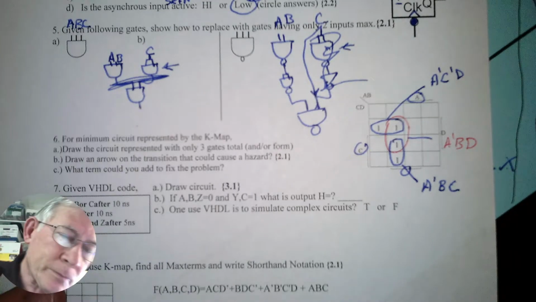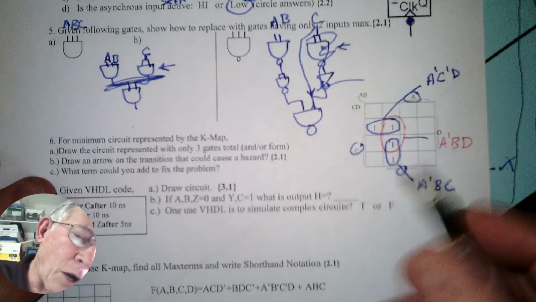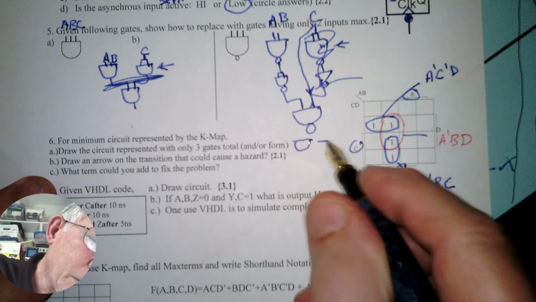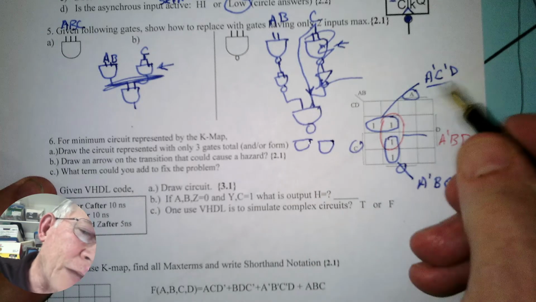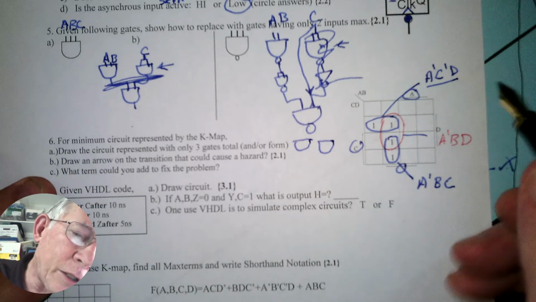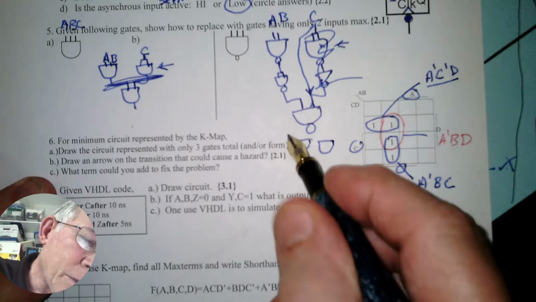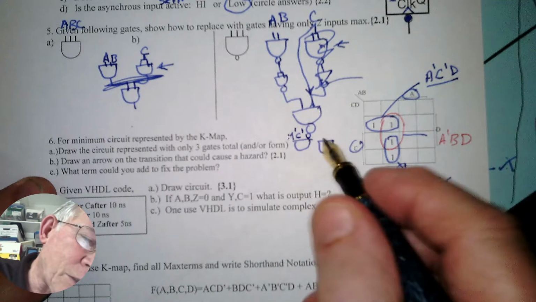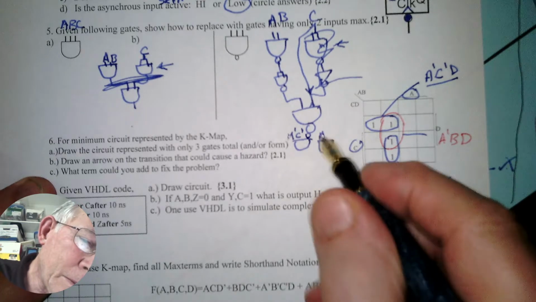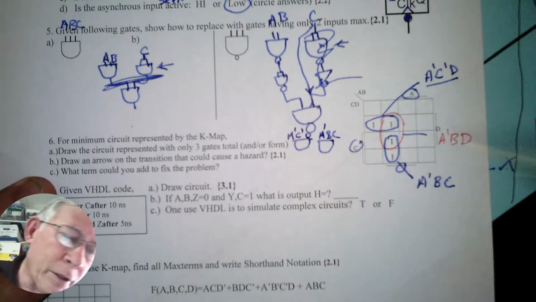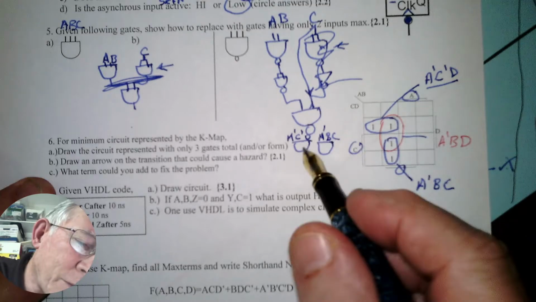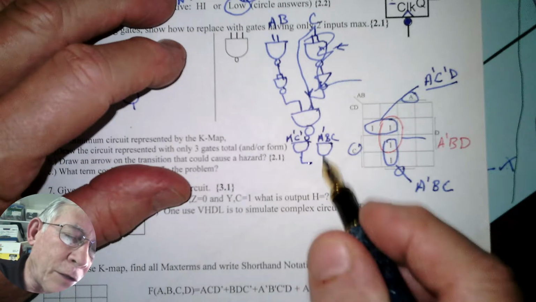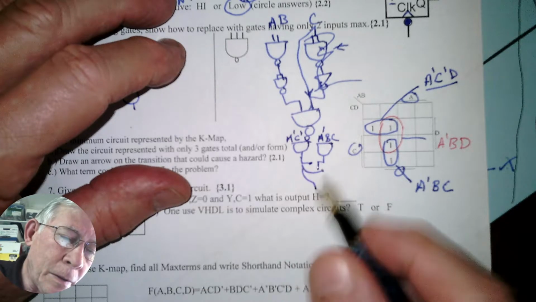All right. So if we want to draw this now, we just have two AND gates with A prime, C prime, D going in one, and A prime, B, C going in the other. Notice this one has a C prime, this one has a C, and that's where we get in trouble with a hazard. And then, of course, they go to an output OR gate.